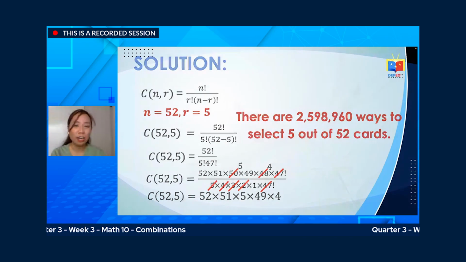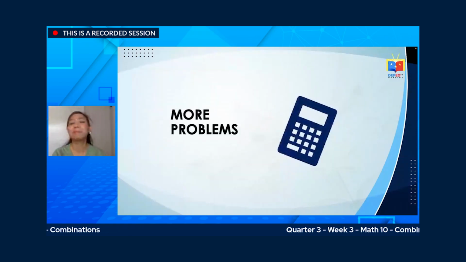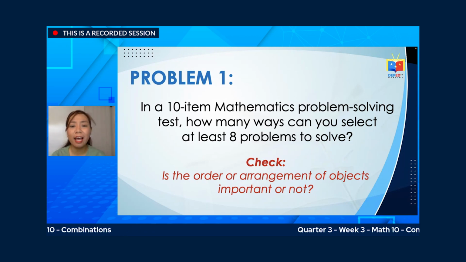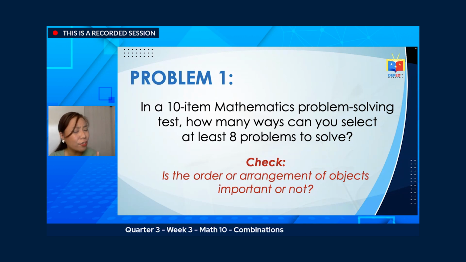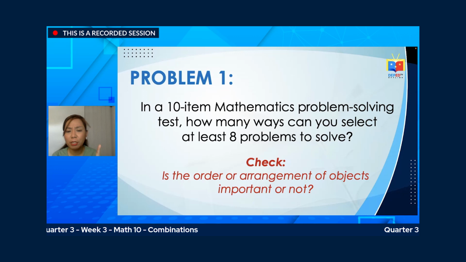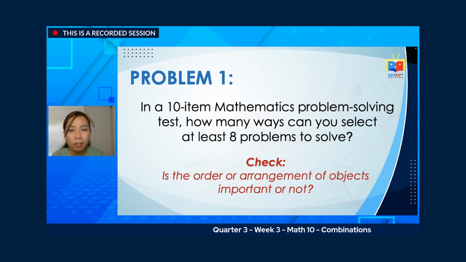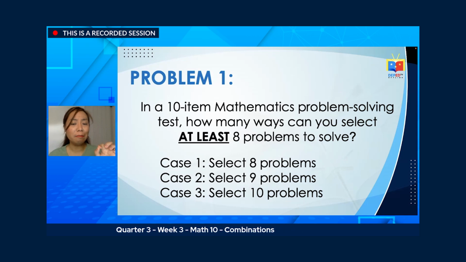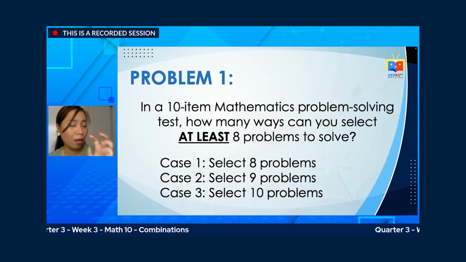Now, let's check for more problems. Problem 1. In a 10-item mathematics problem-solving test, how many ways can you select at least 8 problems to solve? So again, ask yourself, is the order or arrangement of objects important or not? Very good. Order does not matter. So this is a combination problem. But did you notice the word at least? When we speak of at least, it means that the minimum problem is 8.